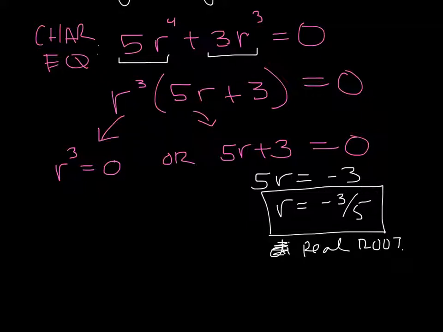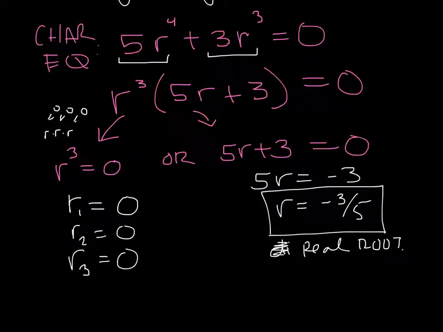Okay, so what about this one? Well, r cubed is equal to 0, and we know that's just r times r times r. So that means r is going to be 0, because 0 cubed is 0. If you take the cube root of both sides, you'll get 0. But really this is saying r is 0, r is 0, and r is 0. Well, this is a repeated root. You're really saying r1 is equal to 0, r2 is equal to 0, and r3 is equal to 0. They're really the same. Here's the repetition, here's your repeated root.